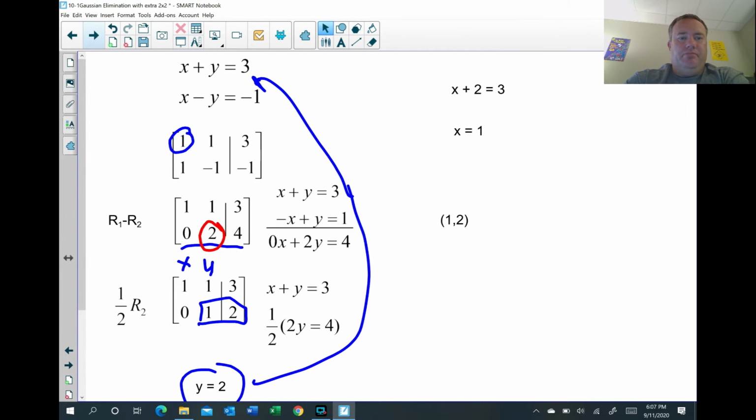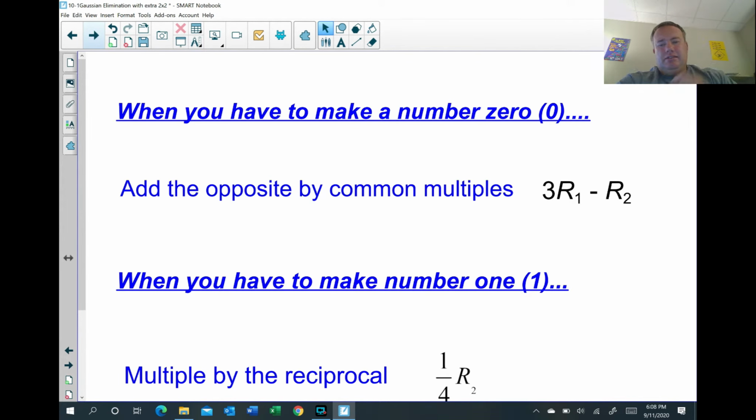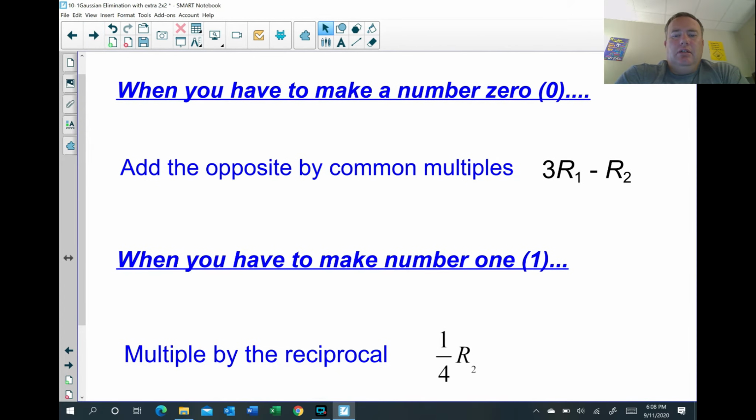Again, if you've got to pause, pause. This is going to give you what I would call, not a cheat sheet, but an idea of what you're going to look for depending on what you're trying to do. So you might want to write this down. Pause it if you need to. When you have a number that you need to make 0, you're going to use the opposite, by column multiples. That's going to be a big thing for you guys. You're going to be adding or subtracting there.